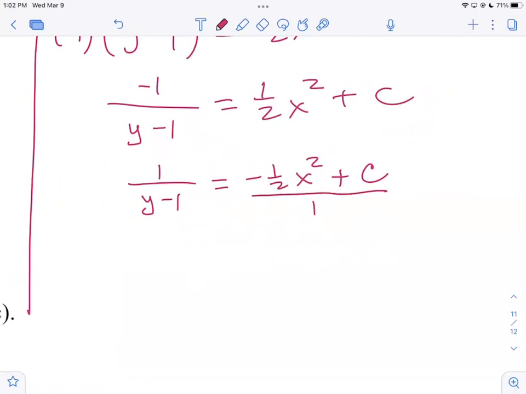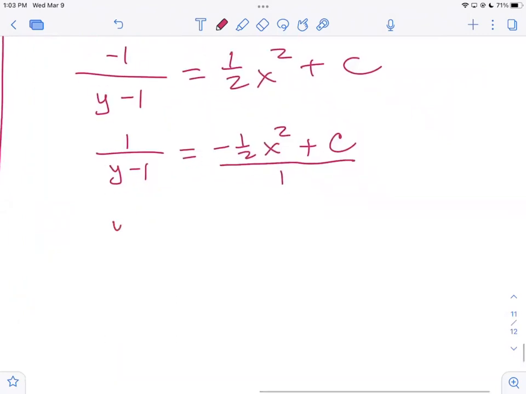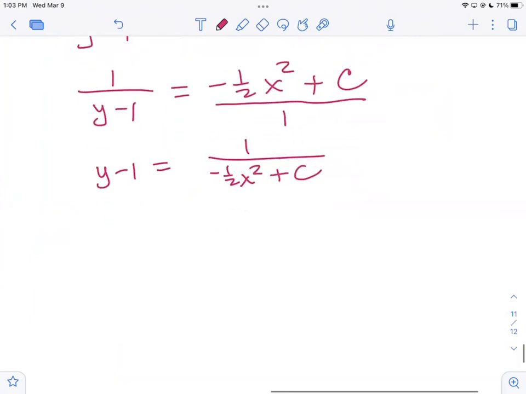Now, in this part, you could put it over 1 and you could cross multiply if you wanted. But I like to do what's called the double flipperoonie. If you have a proportion, one fraction equaling another fraction, you can do the double flipperoonie, which flips both sides, reciprocate both sides. And notice the plus C is now in the denominator. Now add one to both sides and you get one over negative 1/2 x squared plus C plus one.